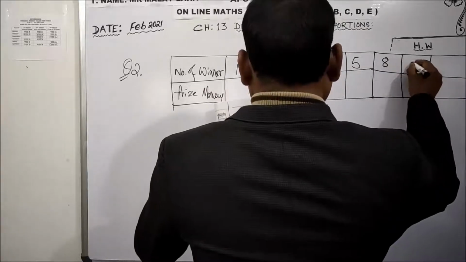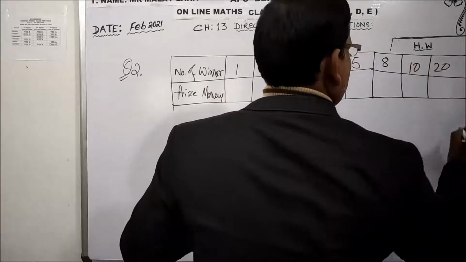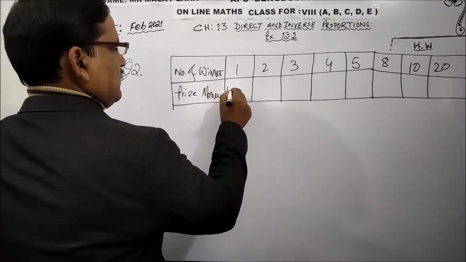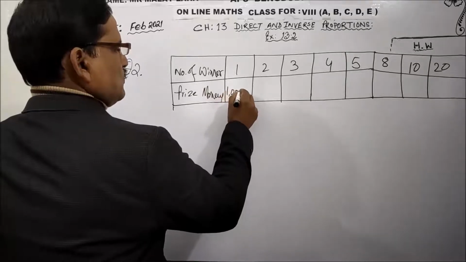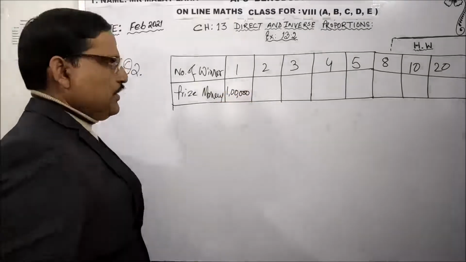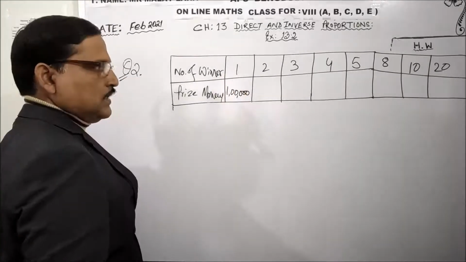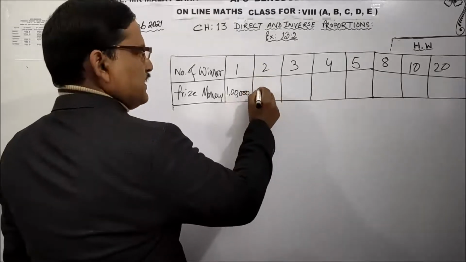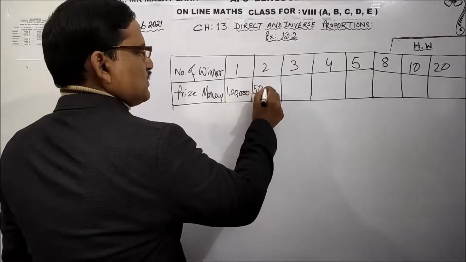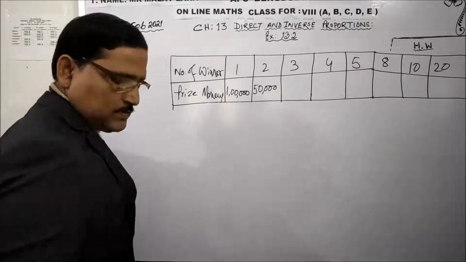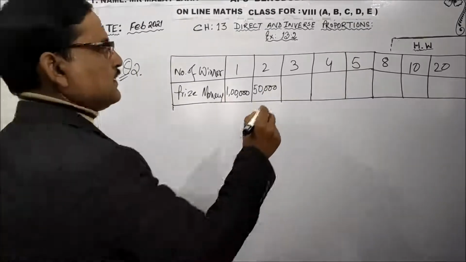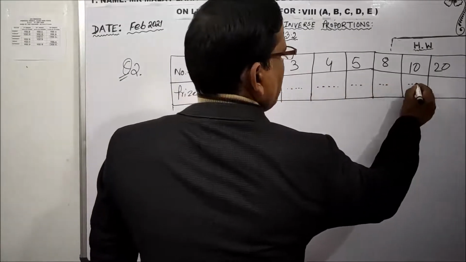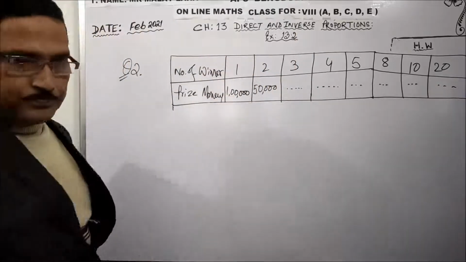What I said in the first case, one example is given: 1 lakh, 1,00,000. If the winner is 1, then he or she will get 1 lakh. If the winners are 2, the prize money gets reduced to 50,000. Have you understood? After that, this is blank. You have to fill it with the proper number. Why have they given these two?